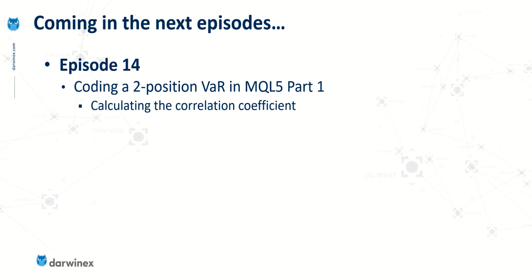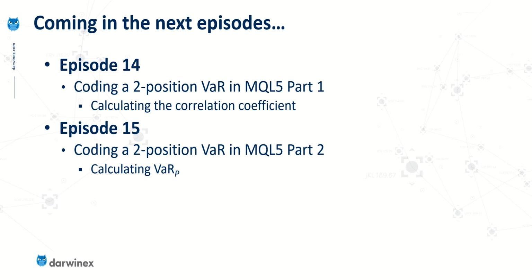Now, in the next episode in the series, we'll take this on one stage further and replicate what we've done in Excel today, but in MQL5 code. And the first stage of that will be calculating the correlation coefficient, which is what we did first today in Excel. And then in the episode that follows, we'll complete the value at risk for the portfolio calculation.